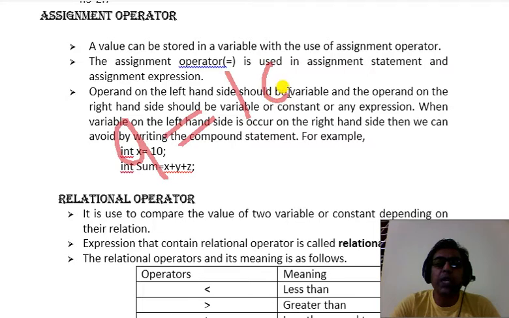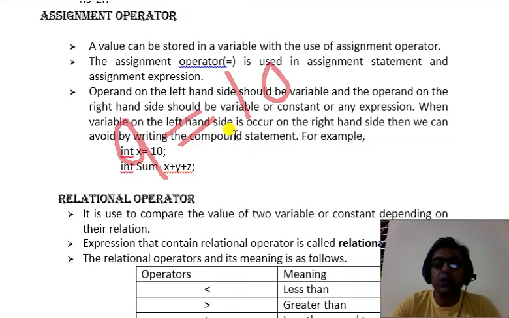That means I am assigning value 10 to variable a, and to assign this value I am using one symbol, that is the equal to sign. So this equal to symbol is called the assignment operator. So the assignment operator is used to assign a value to a variable.